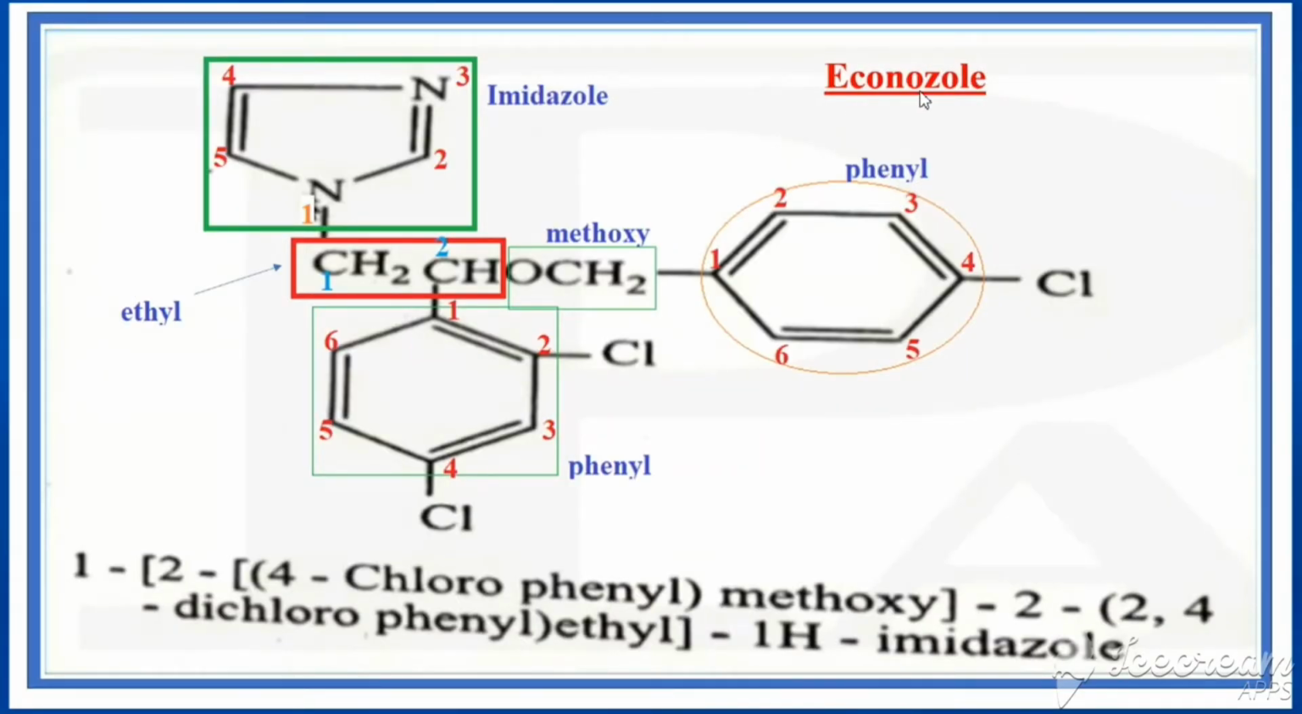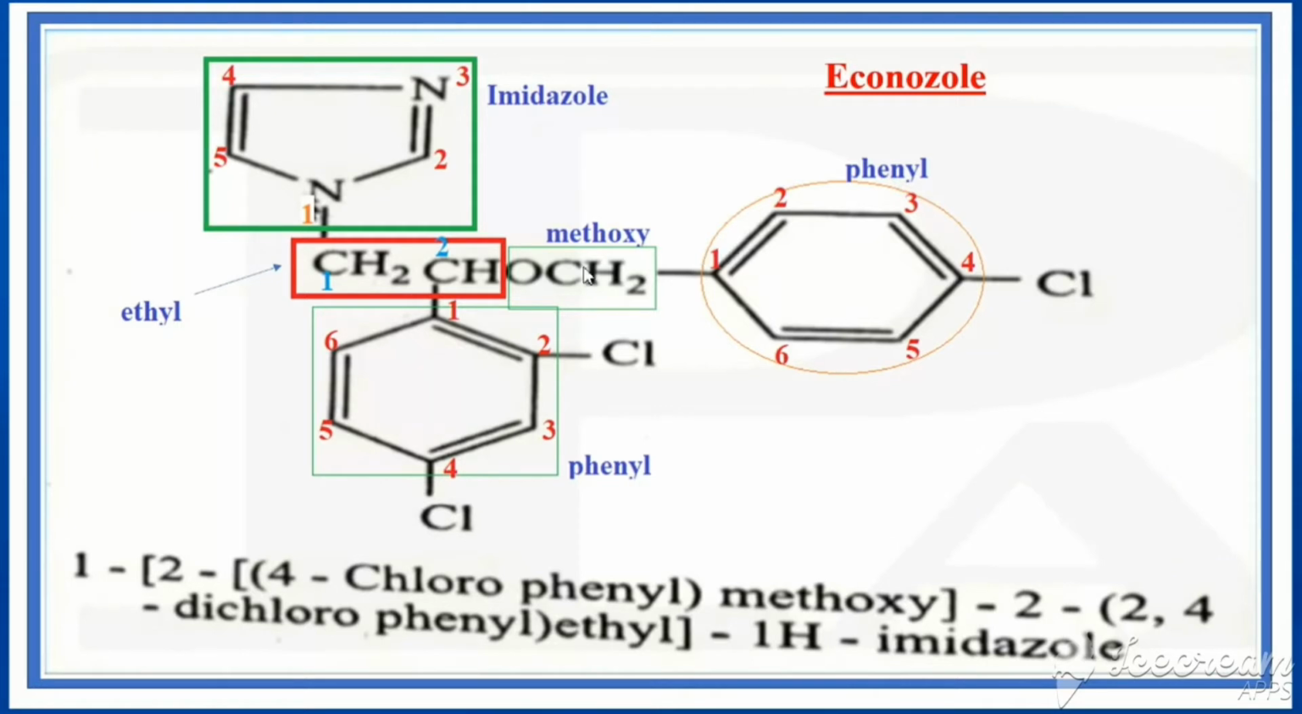Next drug is called iconazole. For iconazole, E, no, that is indicating ethyl, and azole is indicating the presence of imidazole. The azole present here is the same as in clotrimazole. It is also having imidazole. The first nitrogen of imidazole is connected with an ethyl group. The second carbon of ethyl is connected with methoxy, and the same second carbon is connected with 2,4-dichlorophenyl, and the carbon of methoxy is connected with 4-chlorophenyl.